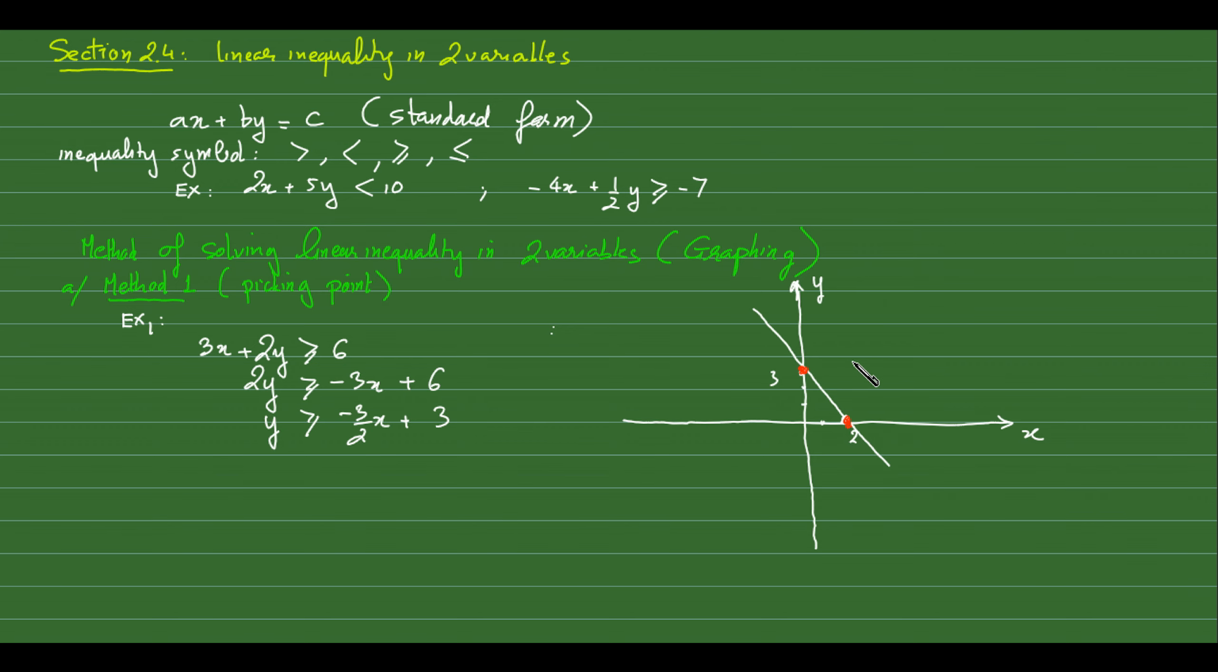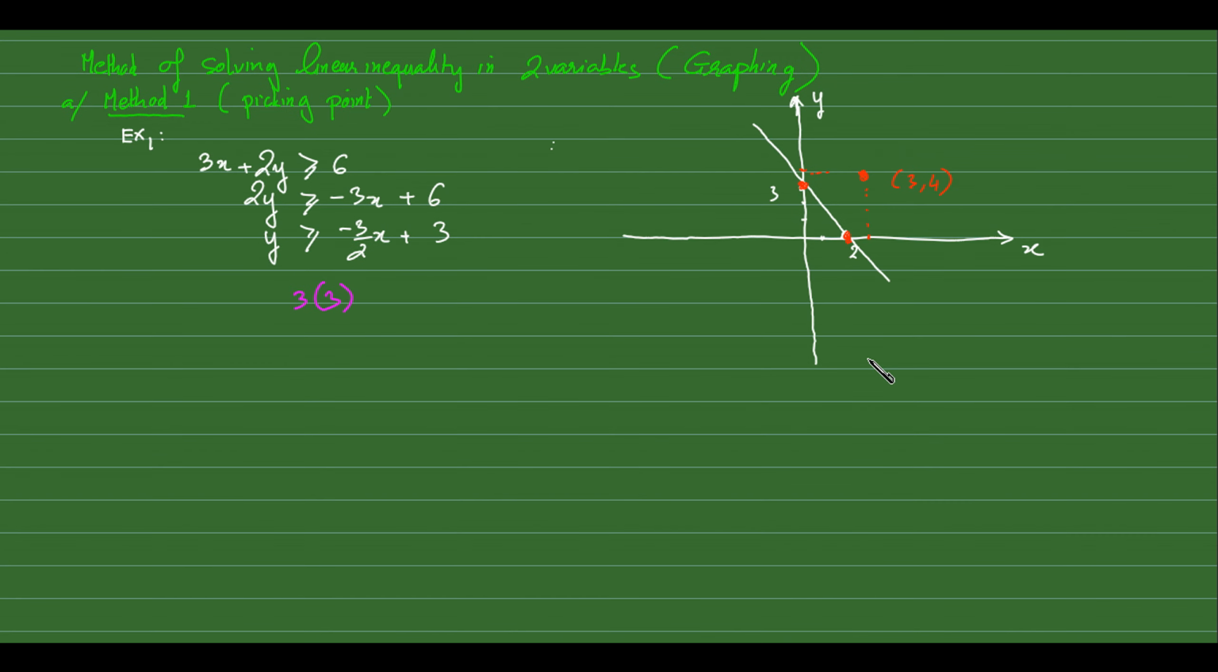I think I'm gonna pick 3 and 4. Let's pick 3 and 4. So let's pick a point right over here. Let's see if this point satisfies the inequality or not. So I'm gonna plug it in. I'm gonna put 3, right? X is 3.